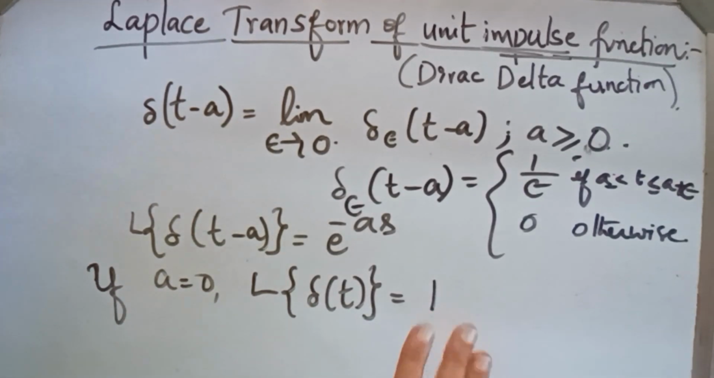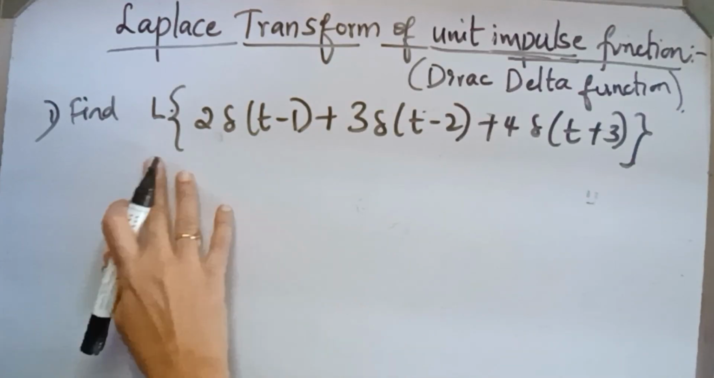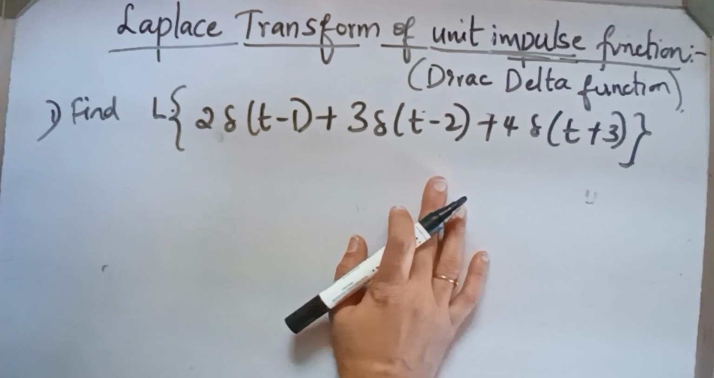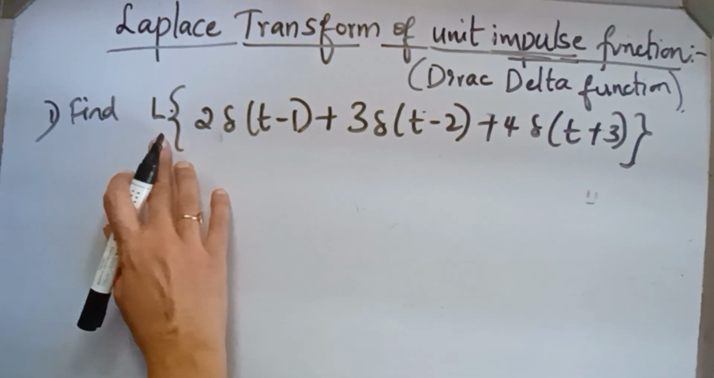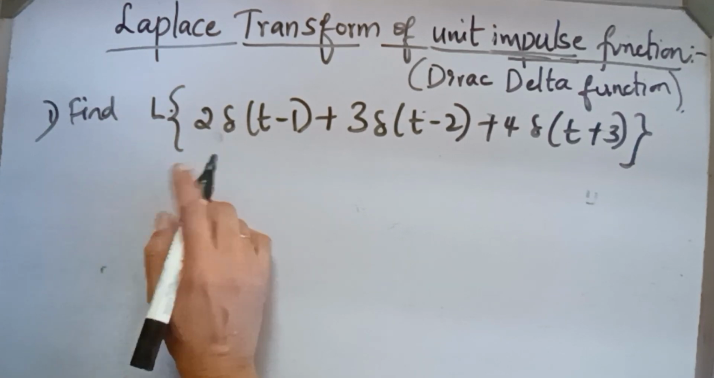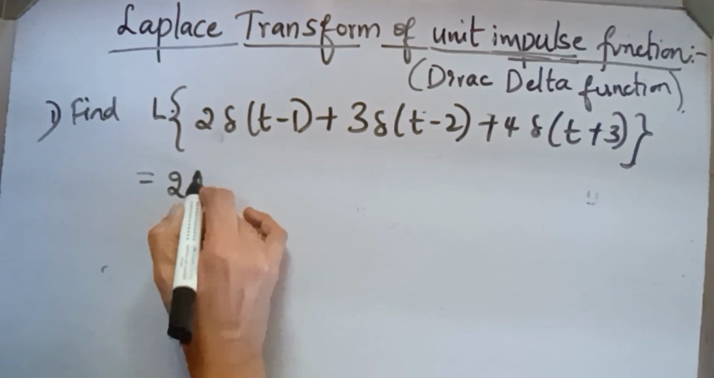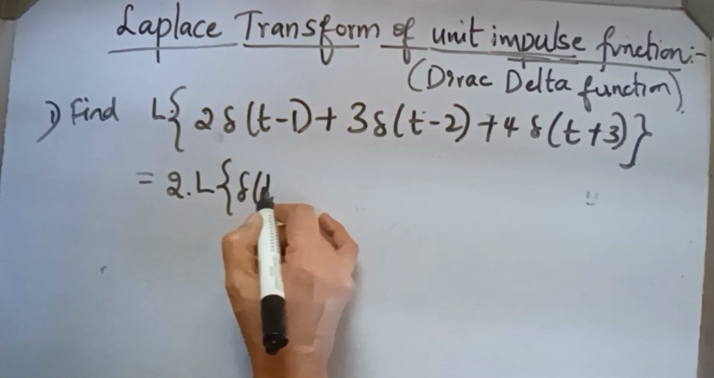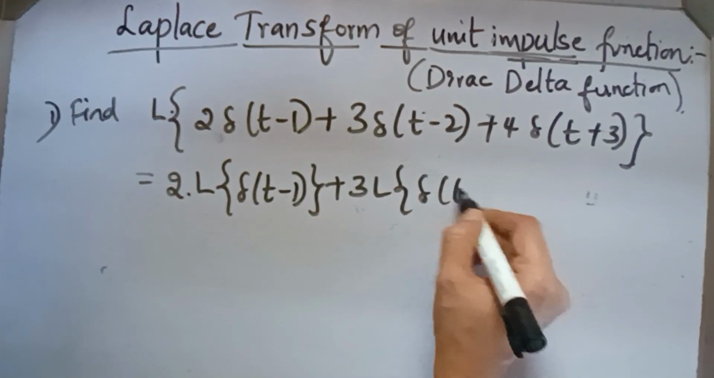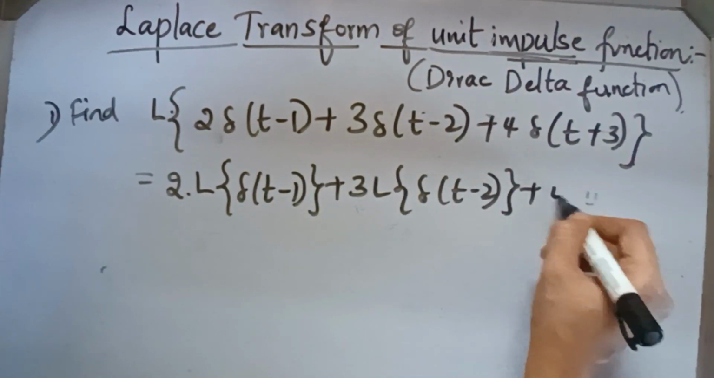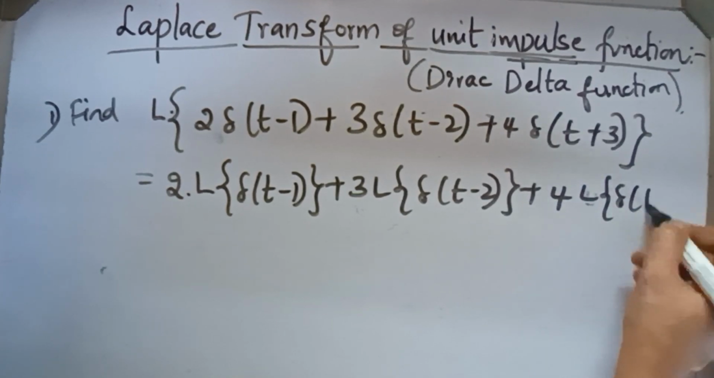Let us illustrate this with an example. Take up this example. You have to find the Laplace transform of this. You know the linearity property of the Laplace transform, so you can split it and constants can be taken outside. This is equal to 2 into the Laplace transform of delta of t minus 1, plus 3 into the Laplace transform of delta of t minus 2, plus 4 into the Laplace transform of delta of t plus 3.